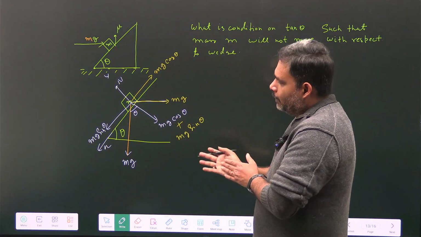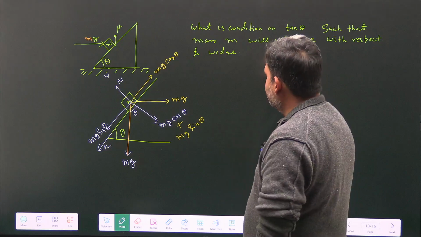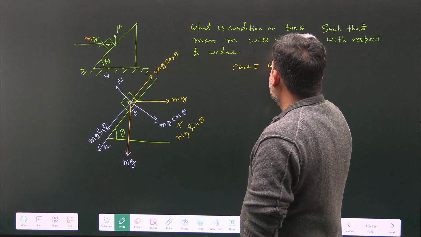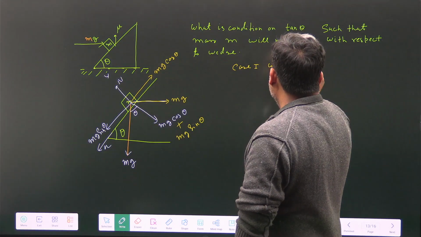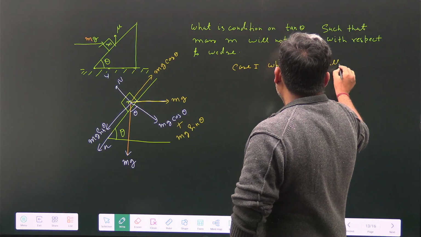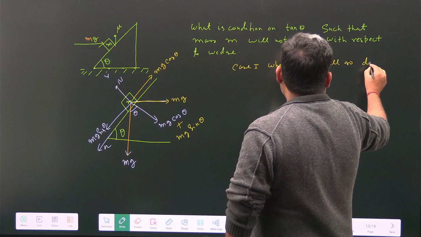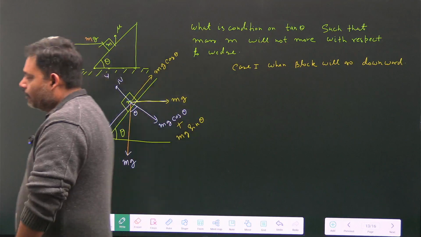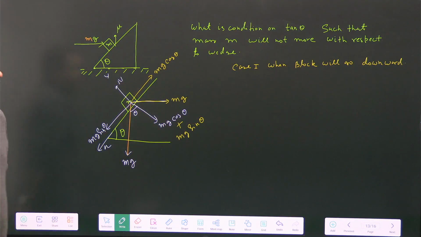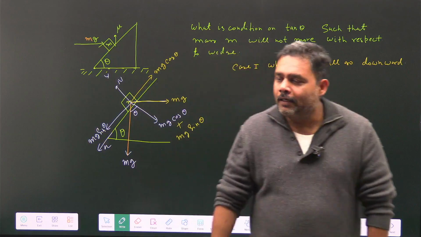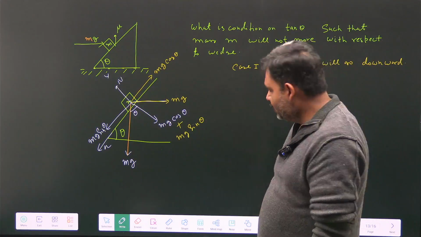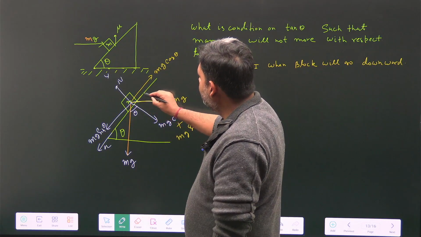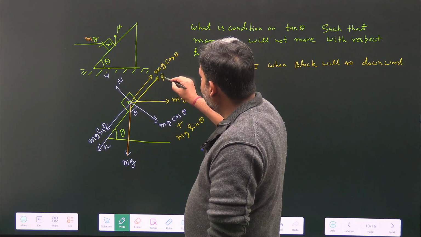So now what is going to happen? Let's try to do this. So case 1, when the block will go downward. अगर block downward जा रहा है तो क्या होगा? If the block goes downward, then in which direction will the frictional force be? अगर block downward है तो frictional force किस direction में होगा? Upward direction. Then the frictional force will be in the upward direction.